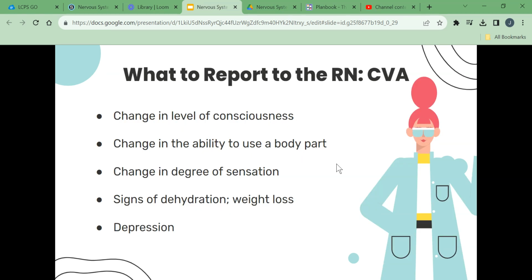So some things to report to the RN: any changes in level of consciousness, a change in the patient's ability to use a body part, a change in a degree of sensation, signs of dehydration or weight loss, and signs of depression.